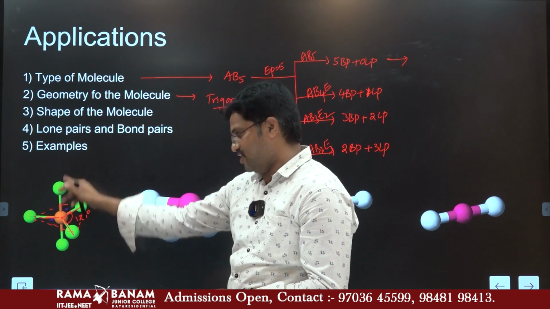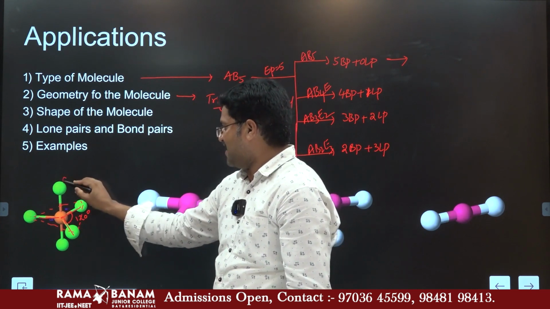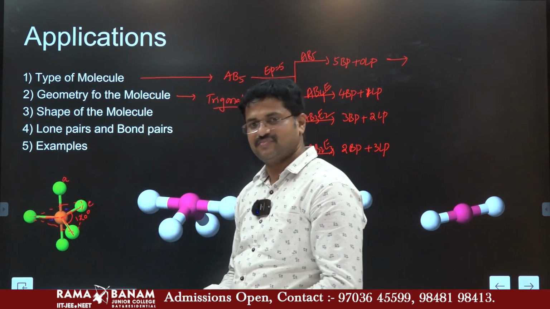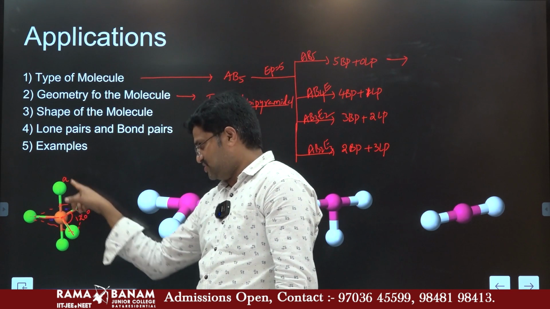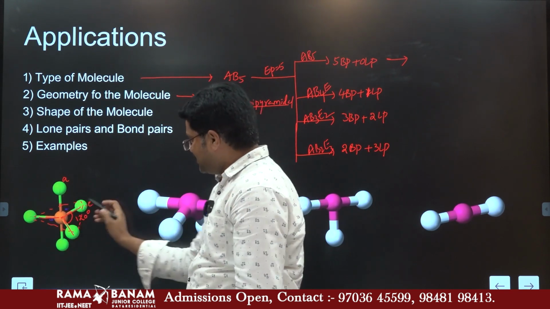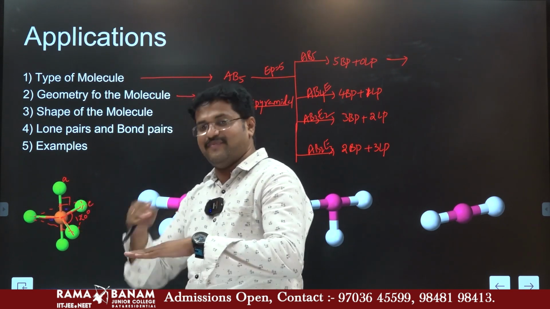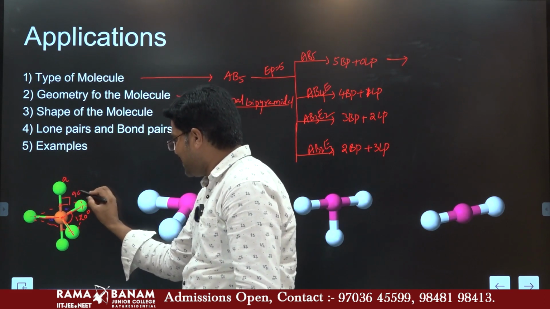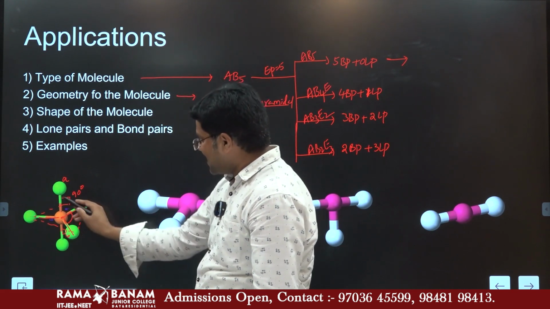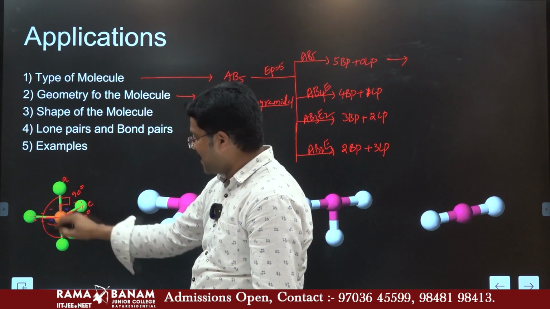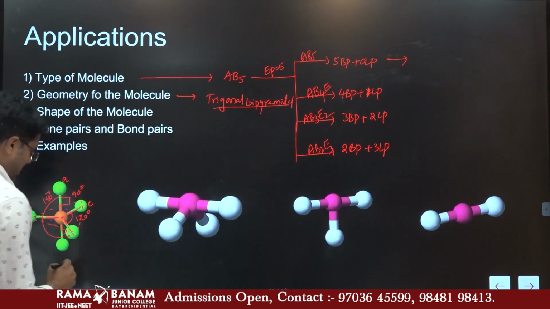These are axial bonds. These three are equatorial bonds. In trigonal bipyramidal, these three bonds are equatorial and these two are axial. The angle between equatorial and axial bonds is 90 degrees, since they are perpendicular. Here also 90 degrees. The bond angle between the axial bonds is 180 degrees. The geometry is trigonal bipyramidal.